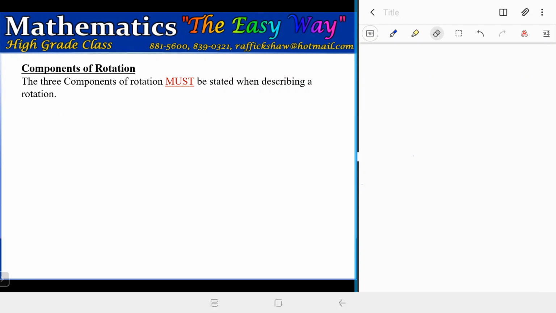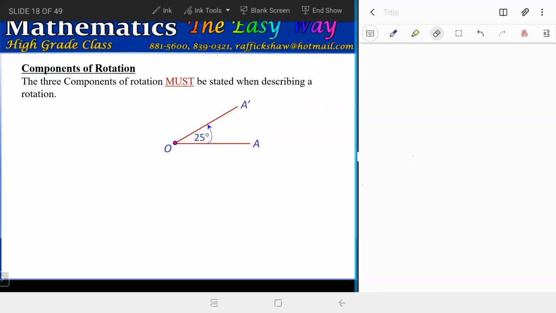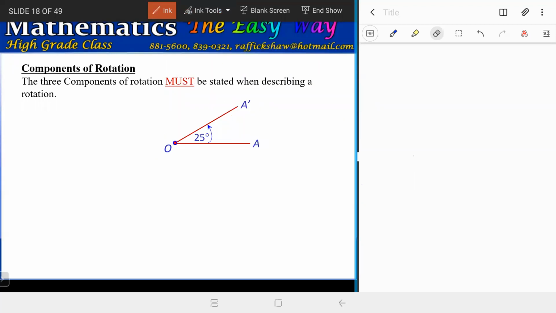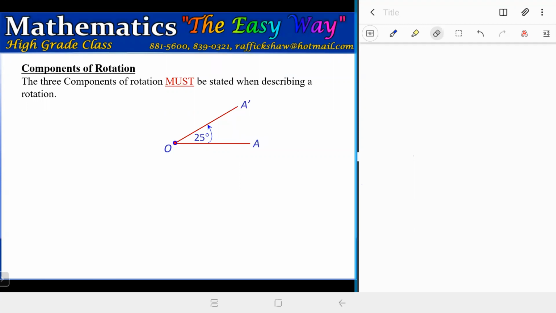So that is one of the most important things for rotations. For example, in this one, the line OA is rotated 25 degrees to the line OA prime, and the rotation is taking place about the point O. So we can see the angle is 25 degrees, the direction is anti-clockwise, and the center is the point O. Any statement that includes those 3 things, the angle, the direction, and the center, is sufficient.